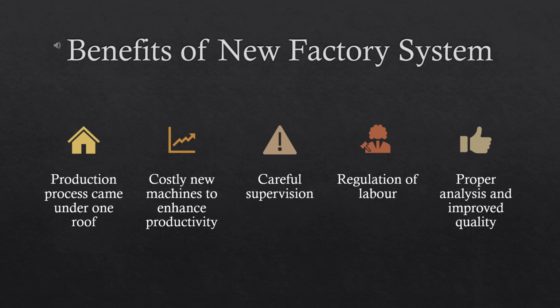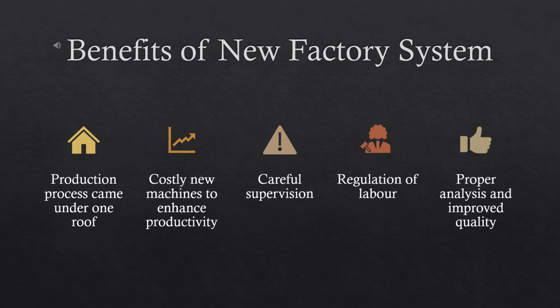Other than this, in the new factories, new costly machines got installed, which helped in increasing the productivity. Other than this, once the production process started in the factory system, it was possible to have careful supervision of the production process. Previously, it was not possible to monitor how the work was going on, what is the pace of the work, and careful supervision was not possible. But now, supervision was easily possible because everyone was working in the factories.